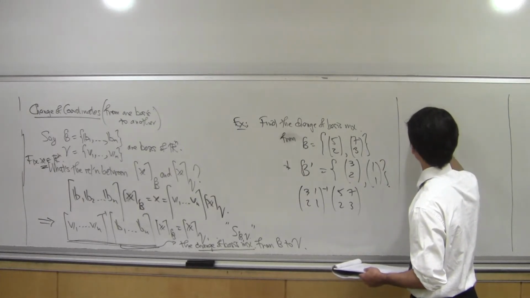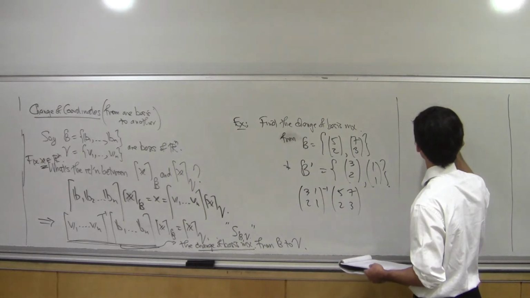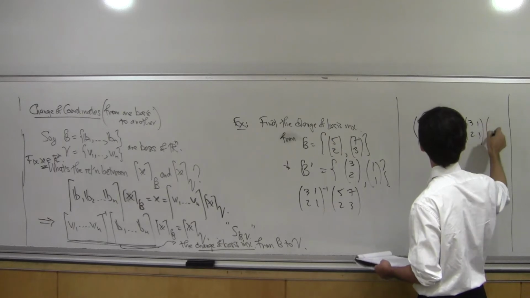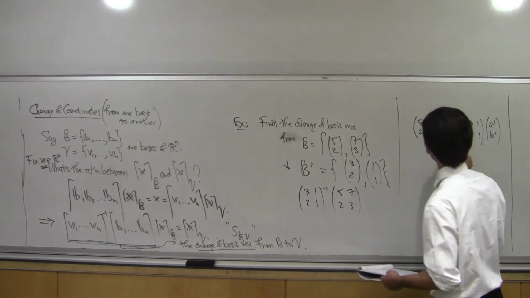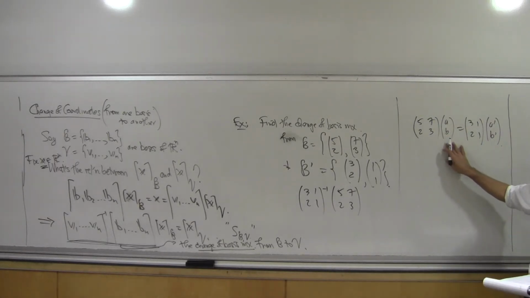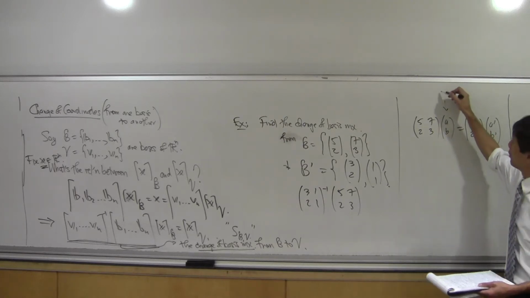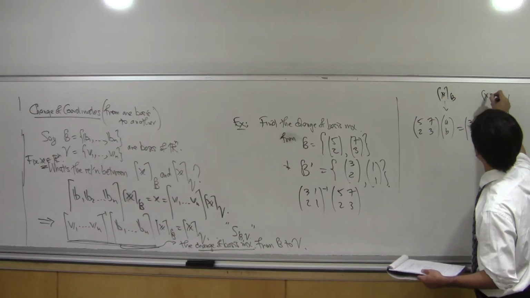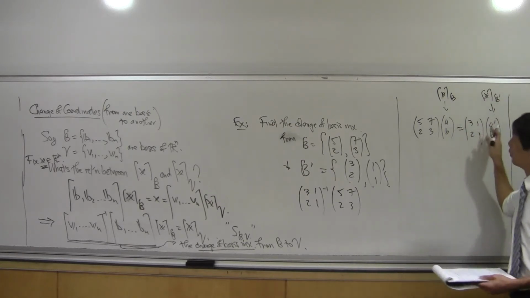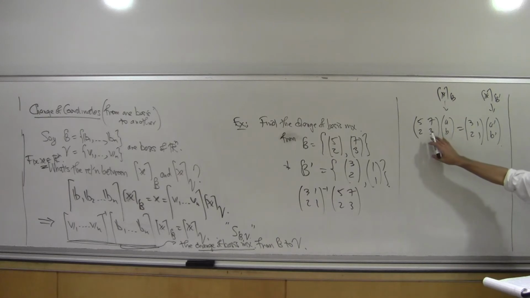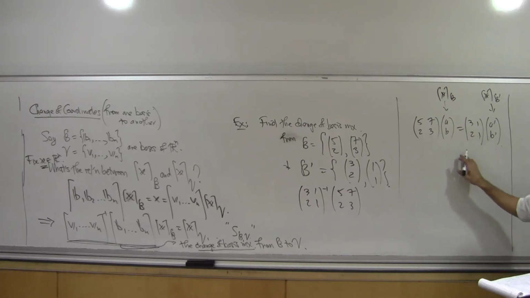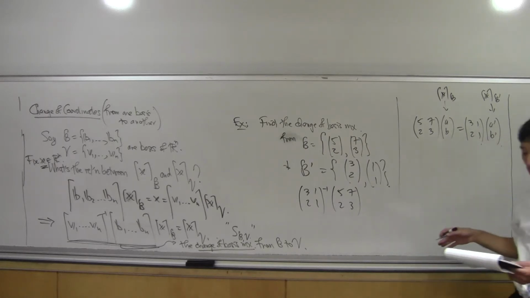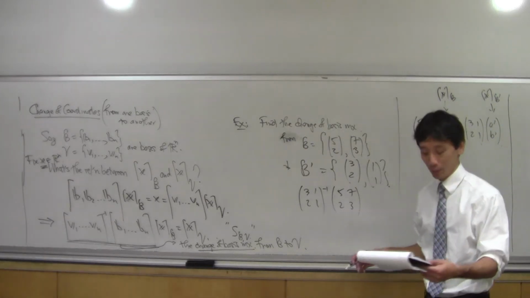If you forget, just think of what you're trying to do. Right? (5, 2), (7, 3) and (3, 2), (1, 1). We're trying to go from the B coordinates to the B prime coordinates. So then it's clear which one you need to invert. You need to invert this guy and multiply on the left by it. And so you do it, and then you get whatever you get.